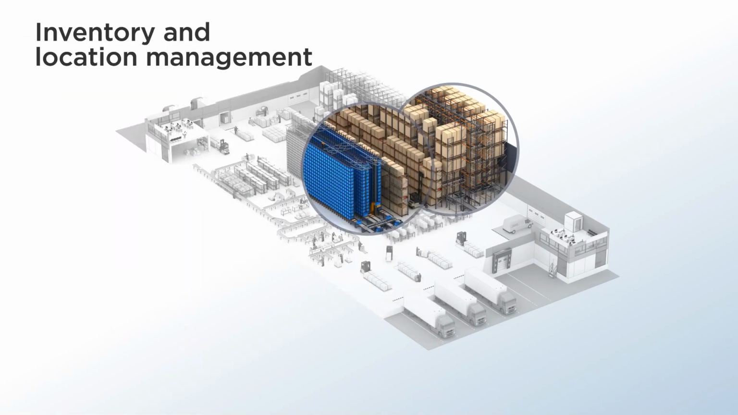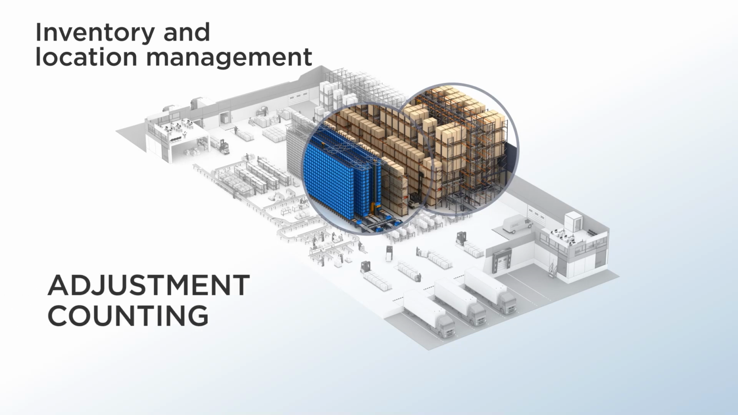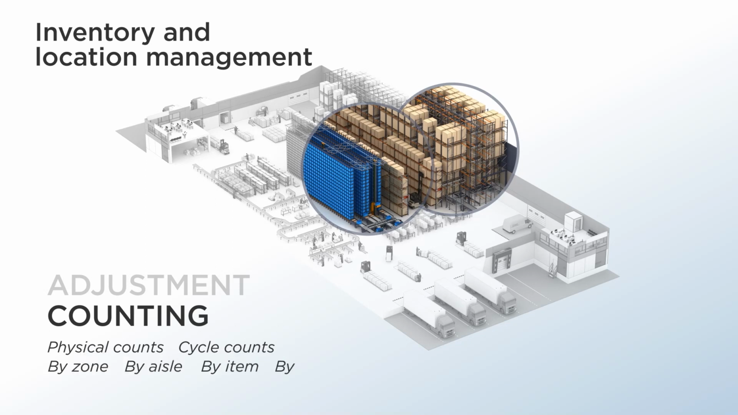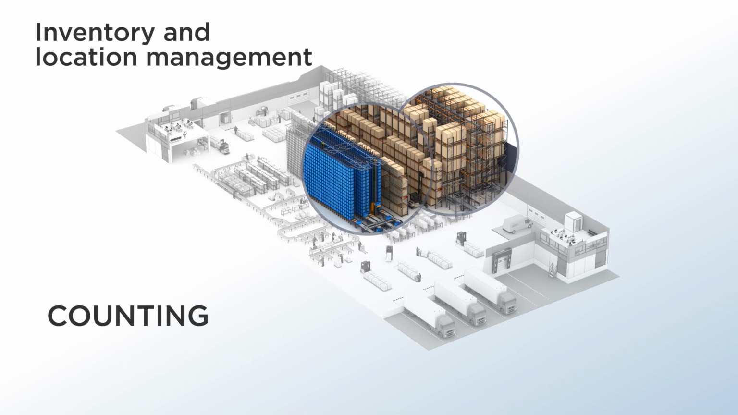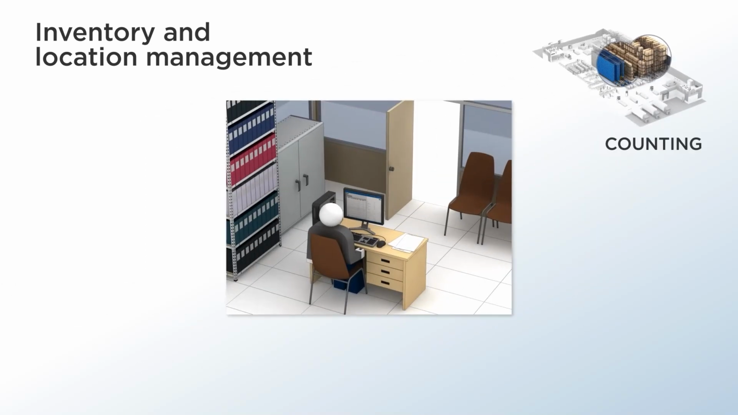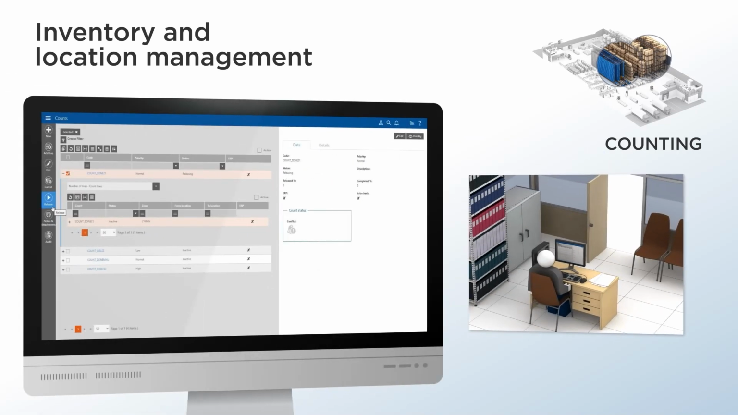To maintain stock accuracy, Easy WMS provides adjustment and counting operations: physical counts, cycle counts, or counts by zone, aisle, item, or owner. This demonstration shows a blind stock count by zone. A manager launches the count with the indicated characteristics. Easy WMS is charged with generating the necessary tasks and distributing them among the operators.